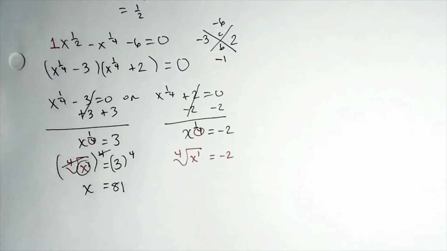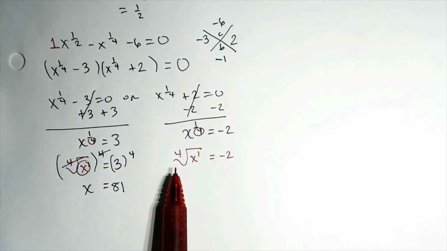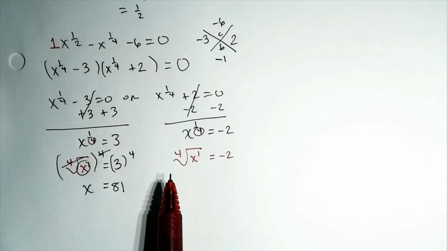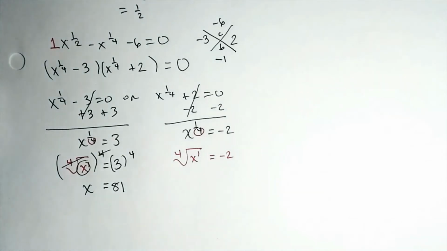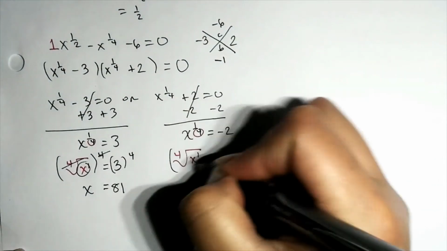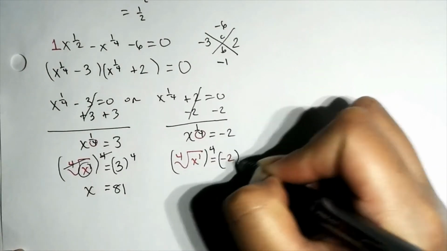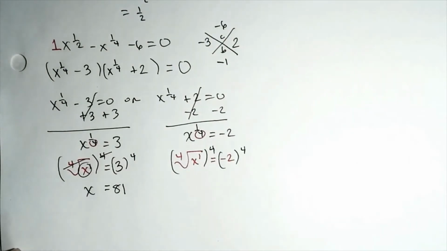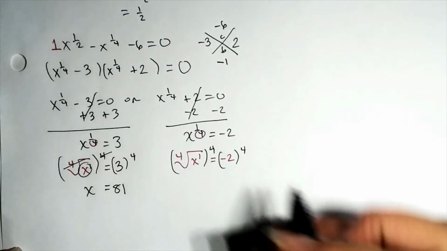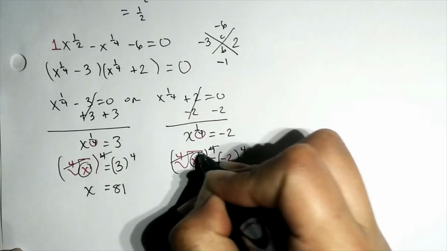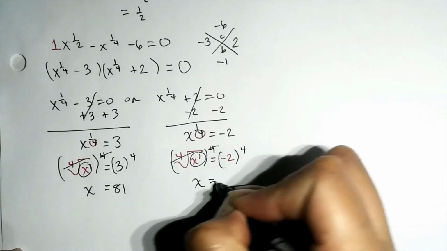Same speed, you can just pause and rewind. I'm going to say the same exact thing. To undo the index of 4, we're going to raise both sides to the 4th power. Okay, we raise both sides to the 4th power, and on the left side, index is 4, power is 4, they undo each other, and that will leave us with the radicand, x, equals 16.